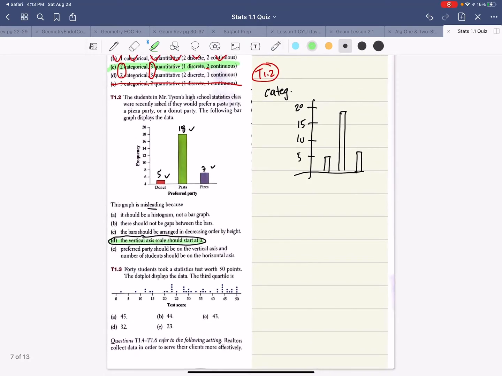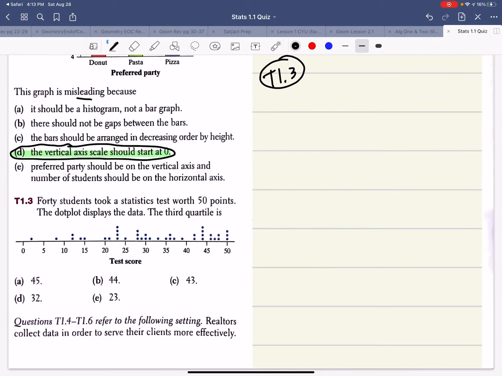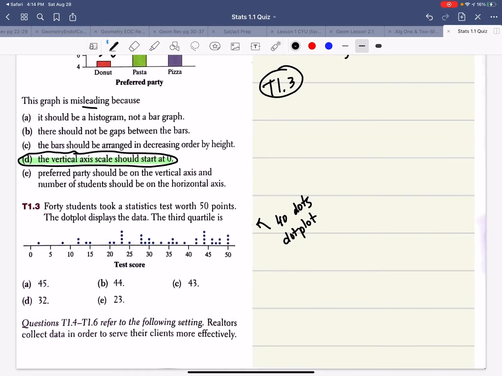All right, 1.3. 40 students took a statistics test. So there's 40 dots there. And that's a dot plot, right? They took a stats test worth 50 points. So the points are here, right? It doesn't have to do with how many students there are. It has to do with what score they got. What would be the third quartile?